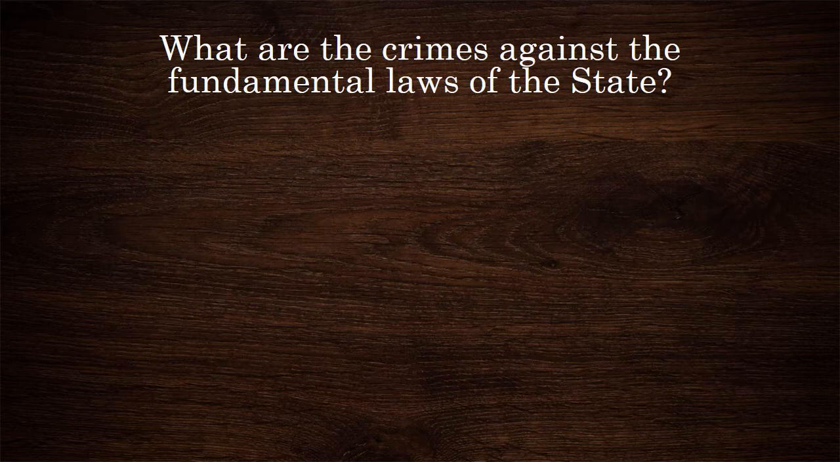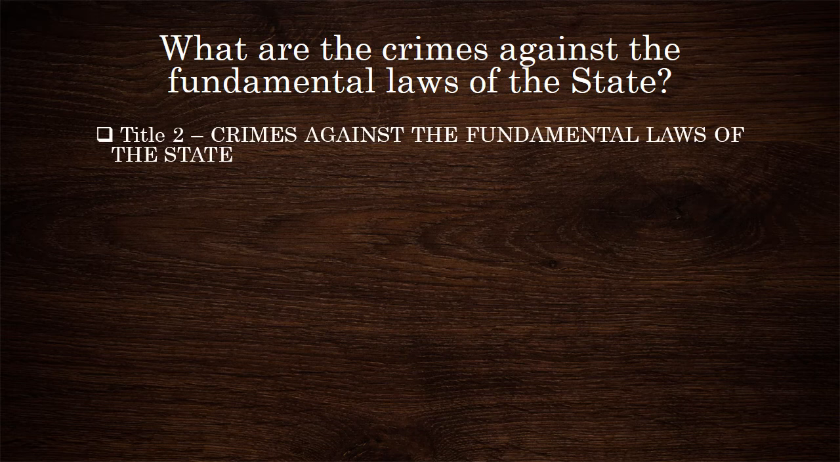Now, the crimes I mentioned a while ago are just some of the crimes against the fundamental laws of the state. There are actually 10 crimes under this phrase. So, before discussing those four crimes, let me give you the list of the crimes under this phrase. They are found in Title 2 of Book 2 of the Revised Penal Code and labeled under the same title, Crimes Against the Fundamental Laws of the State.